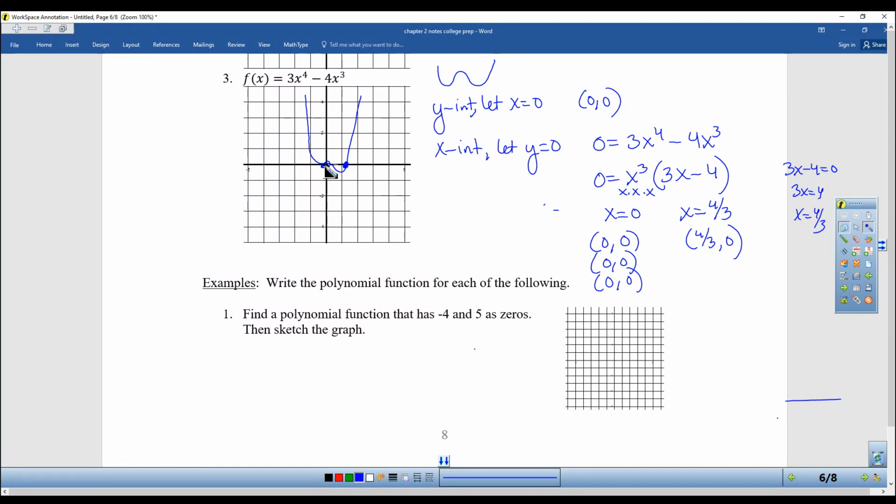It flattened out at the 0, and then it just went through the 4/3. So this is going to mean that it flattens out a little bit there. All right.